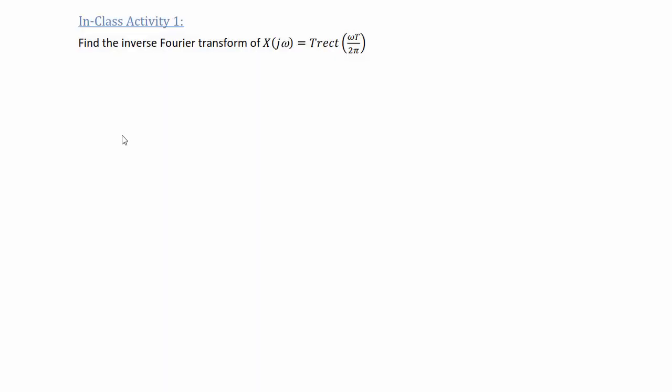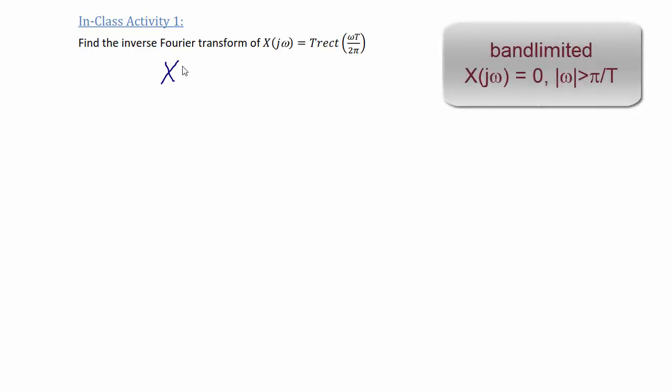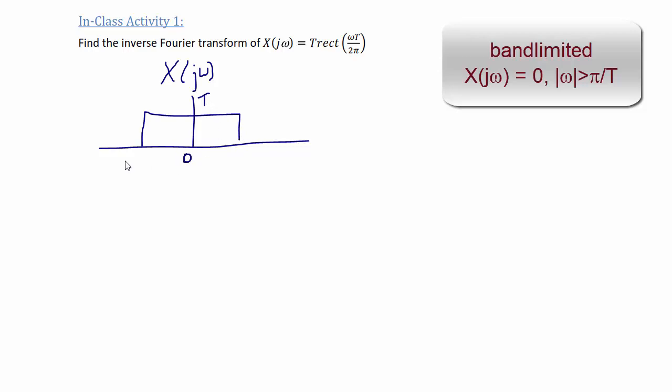In class activity 1, find the inverse Fourier transform of X of j omega equal to T rect of omega T over 2 pi. The first thing we should notice is that X of j omega is band limited. Band limited means that X of j omega is equal to 0 for absolute value of omega greater than pi over T. So if I make a sketch of X of j omega, I have a rect with an amplitude of T and band limits between negative pi over T and positive pi over T.